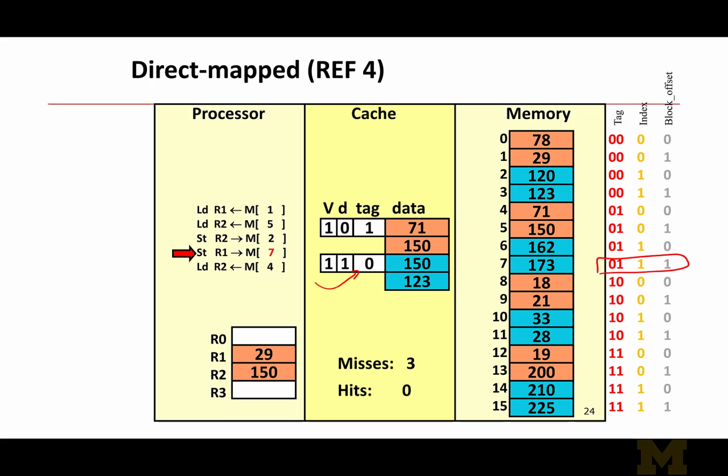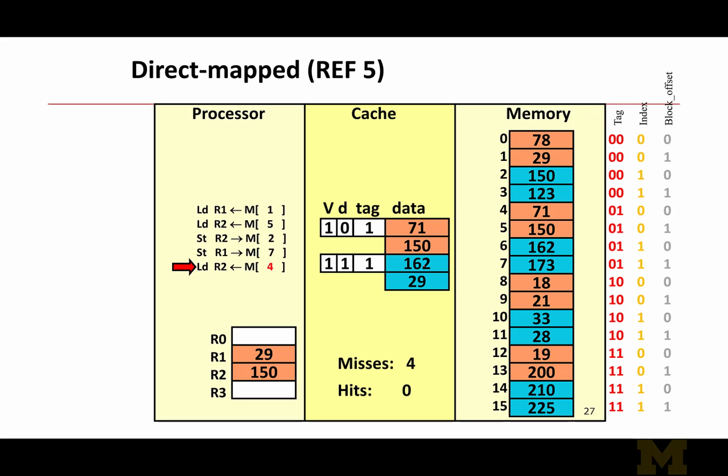I'm going to replace it. But before I do that, I have to evict the current cache block. In this case, I have a dirty bit set, which means that I need to write back the data into memory, and then I bring in my cache block corresponding to address 7, and I would write it with the data that is stored in R1, which is 29.